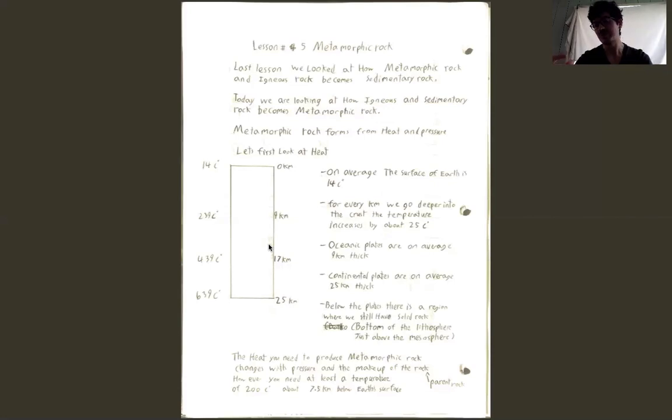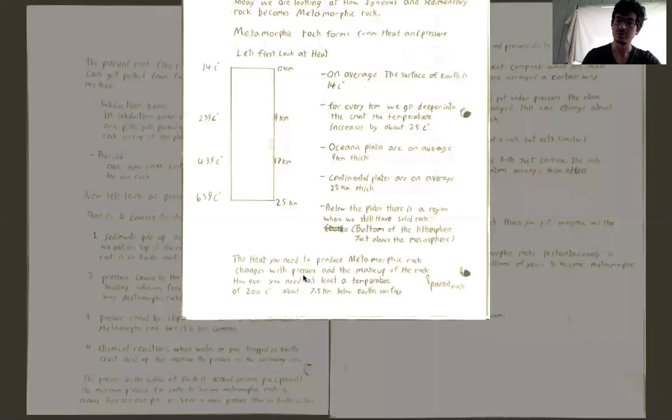that shows the different types of metamorphic rock you can form and the different pressure and heat you need as well. But about the minimum, 200 degrees Celsius, and that corresponds to about 7.5 kilometers below Earth's surface, unless there's other things that are heating it, which we can talk about a bit more later.